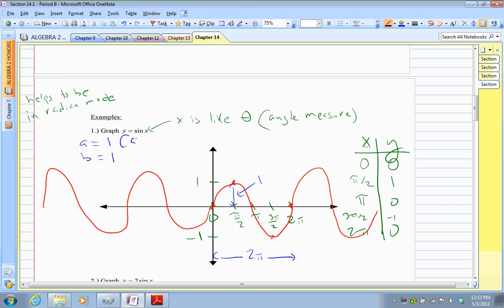So if A is 1, that means that the amplitude is 1. If B is 1, what's the period going to equal? 2 pi. Because in the formula, it's 2 pi over B.